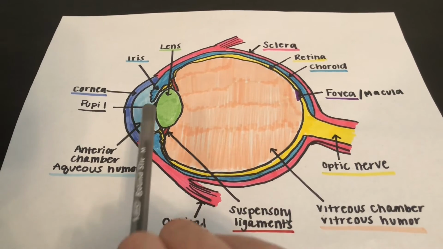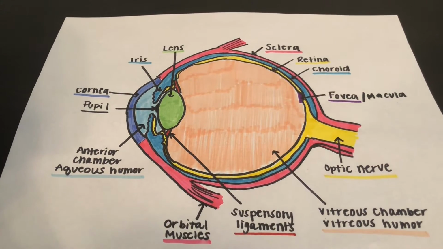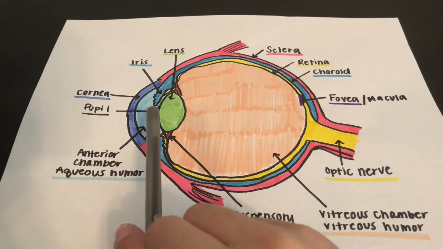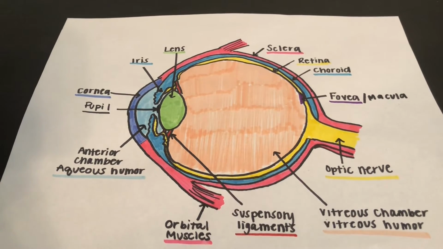Then I have this small structure here, but very useful, the pupil. The pupil is the black dot in the middle of the eye, which is the hole that allows the light to work through. So the hole here in the pupil lets light into the eye, allowing us to see.